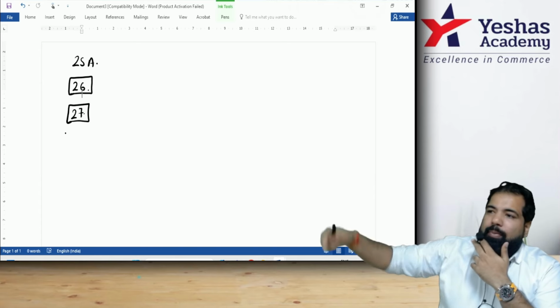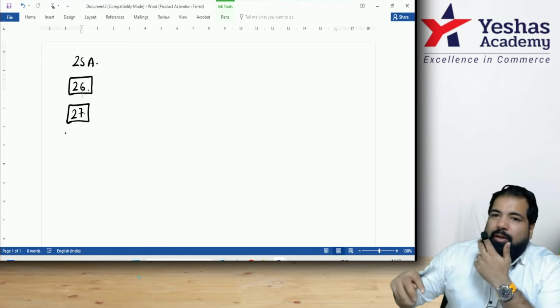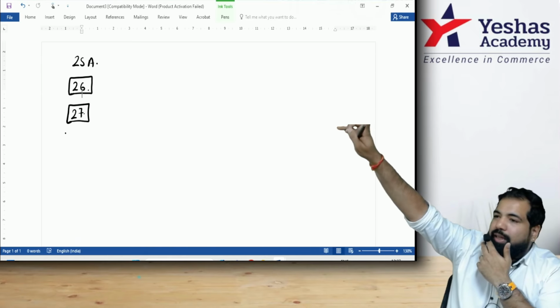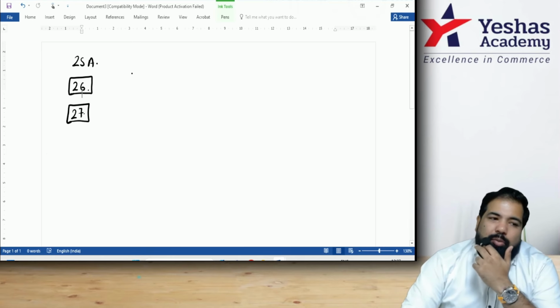What if I transfer the house to my parents? Guys, will the income come back? So income comes back only in how many cases? Two cases. Now some additional points, guys.